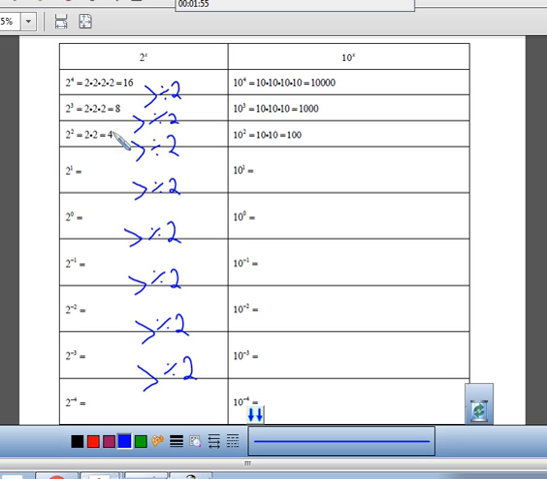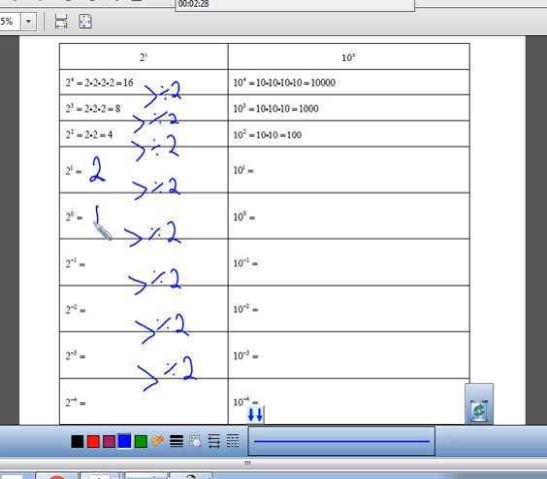Alright, so to go from 2 to the 2nd power to 2 to the 1st, we're going to divide 4 by 2. 4 divided by 2 is 2. Now, I bet all of you know that 2 to the 1st power is 2. What most people don't know and understand is what 2 to the 0 power is. Well, let's follow the pattern. 2 divided by 2 is not 0, it's 1.